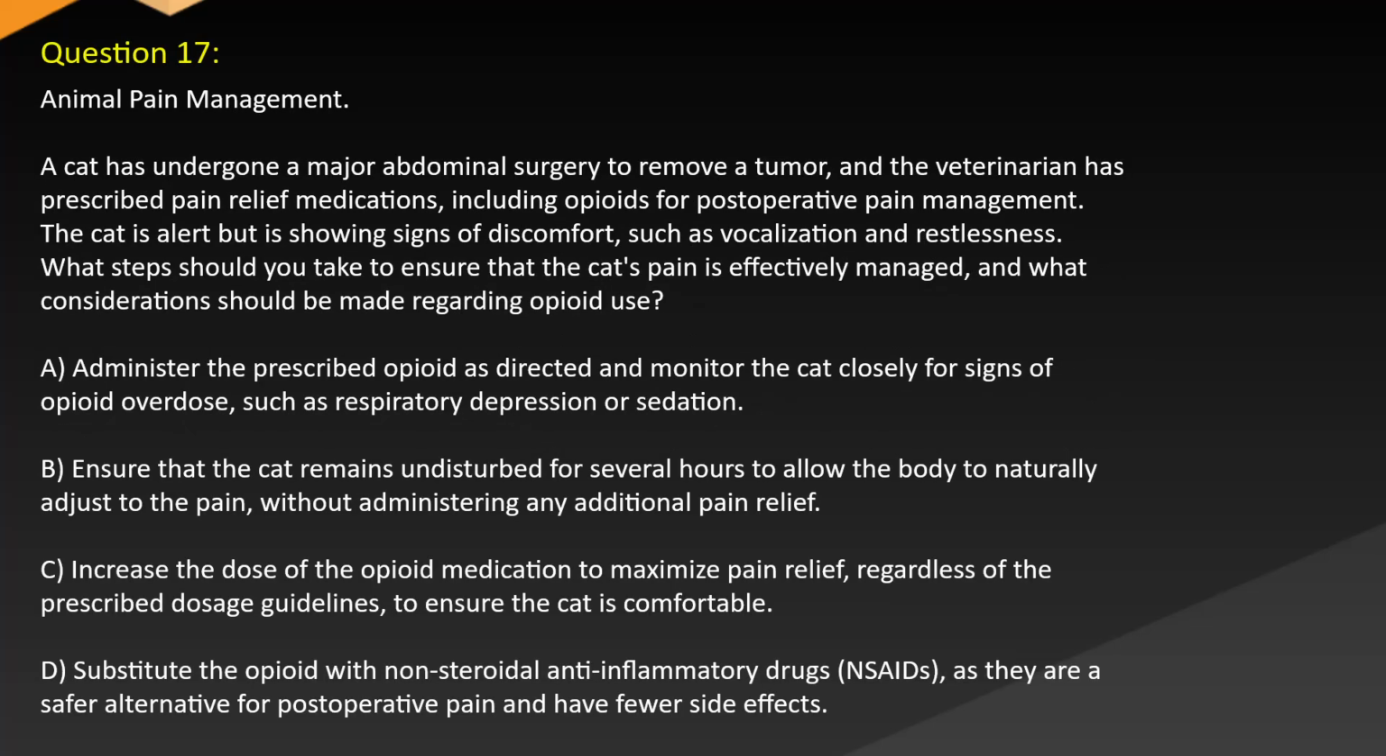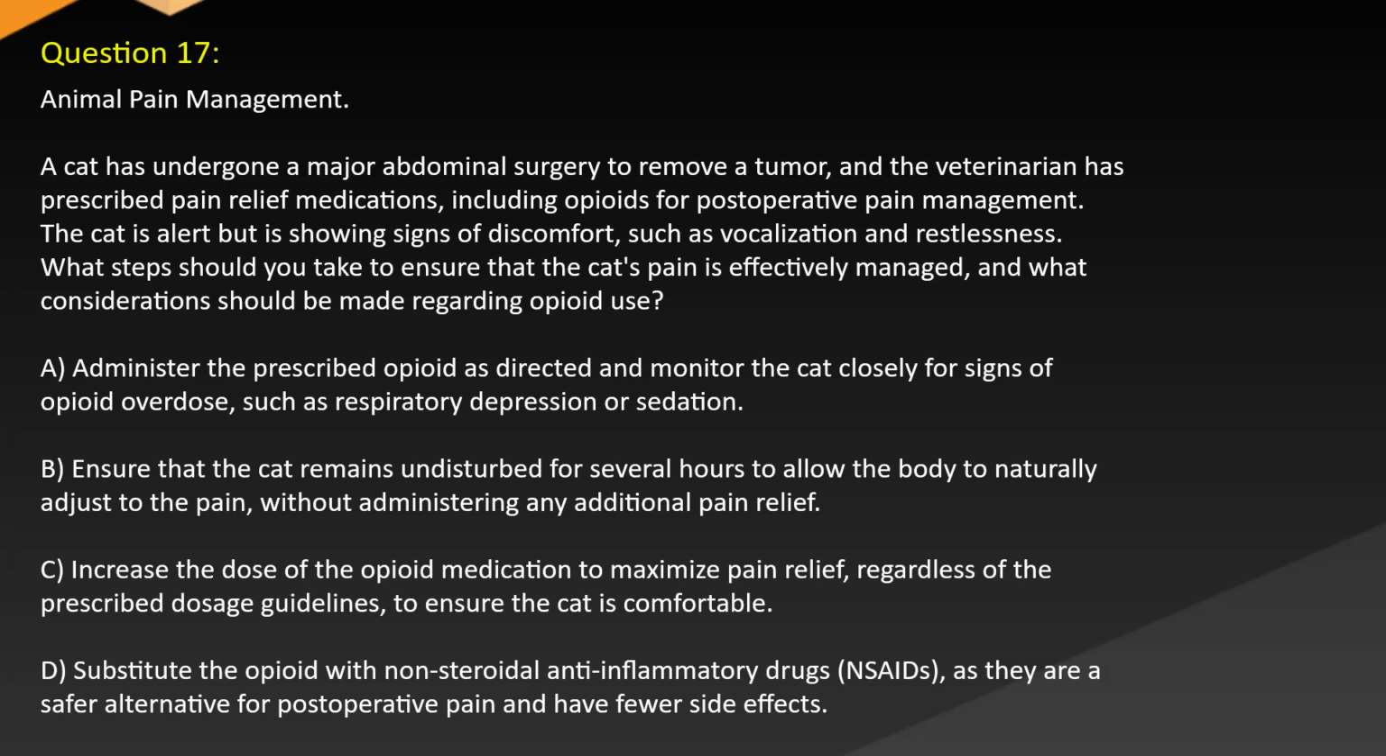Question 17. Animal pain management. A cat has undergone a major abdominal surgery to remove a tumor, and the veterinarian has prescribed pain relief medications, including opioids, for postoperative pain management. The cat is alert but is showing signs of discomfort, such as vocalization and restlessness. What steps should you take to ensure that the cat's pain is effectively managed, and what considerations should be made regarding opioid use?